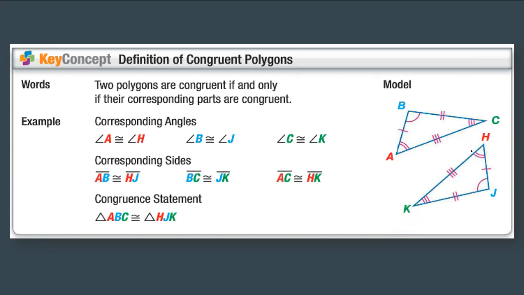And because all of these are congruent to each other, we can say that these two triangles are congruent. More specifically, triangle ABC is congruent to triangle HJK. Notice how these still match up. Reds are first, blues are second, and greens are third. Just keep that in mind. Even when you are saying that these triangles are congruent, it's important to have the lettering in the correct order as well.